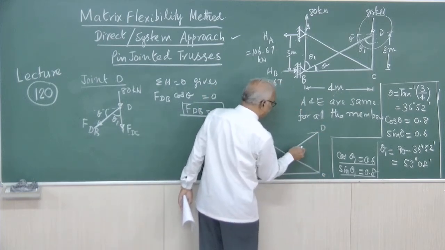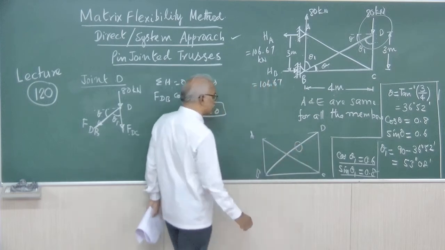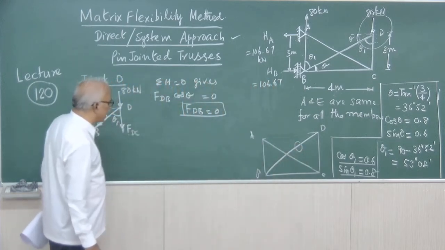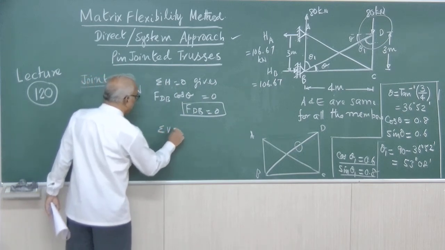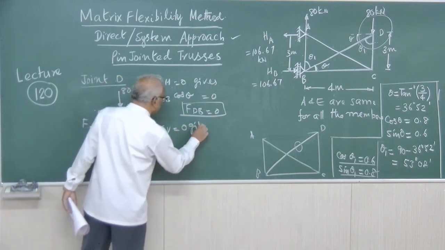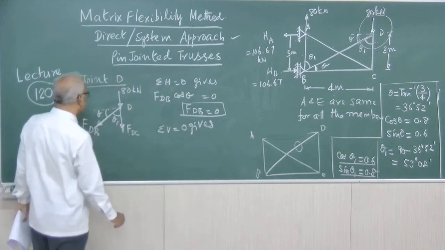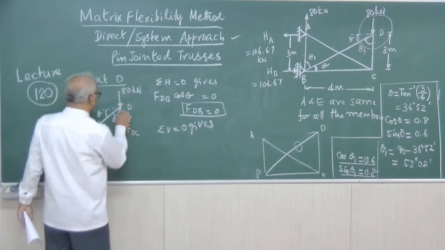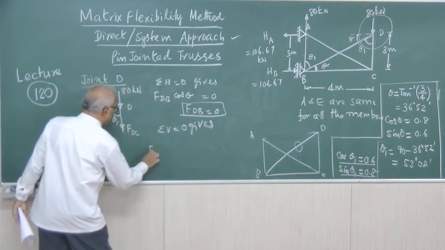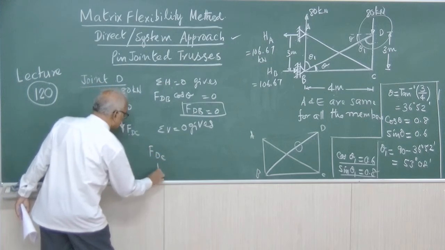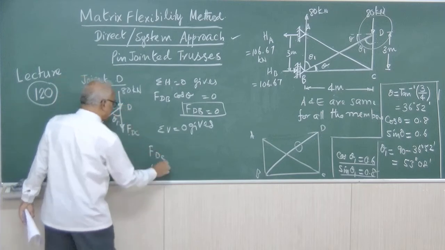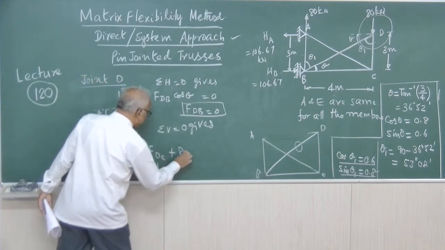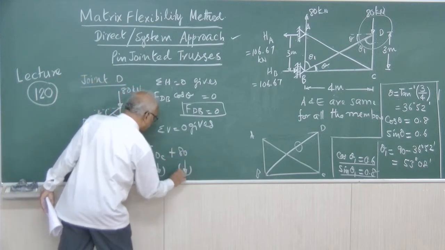Now, we found that this is a dummy member. It is not carrying any force. Now, sigma V equal to 0 gives FDC, this is downwards, FDC, plus 80, because this is also downwards.